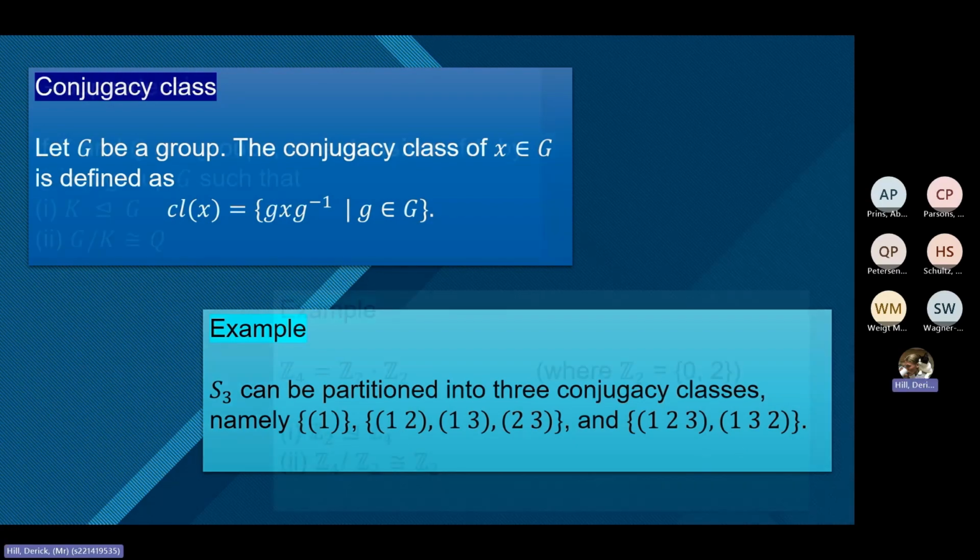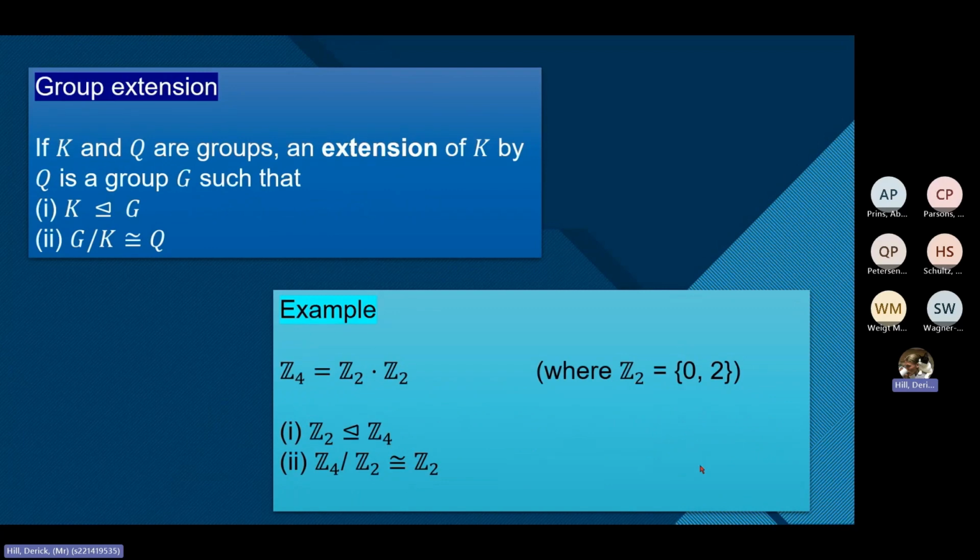Our next definition is that of a group extension. Since we are computing the conjugacy classes of groups of extension type, we should know what a group extension is. So if we have two groups, K and Q, an extension of K by Q is a group G such that K is normal in G, and the quotient group G mod K is isomorphic to Q. And then we just have a very simple example. Z4 is a group extension of Z2 by Z2, and this dot is how we denote a group extension.